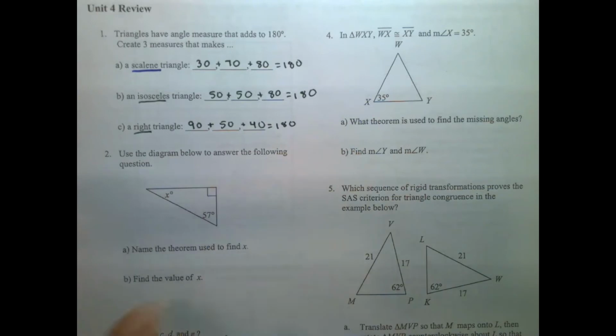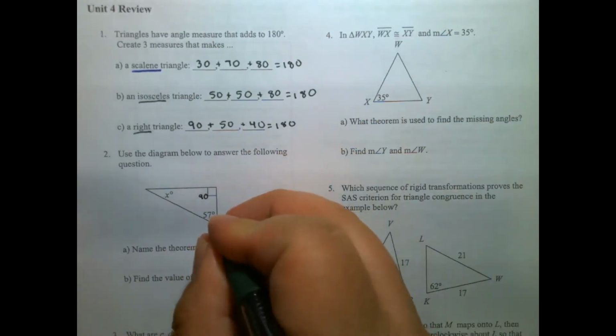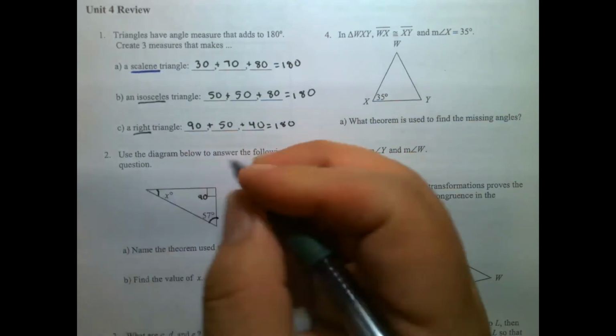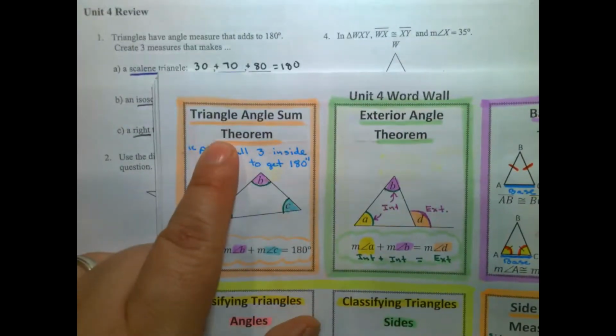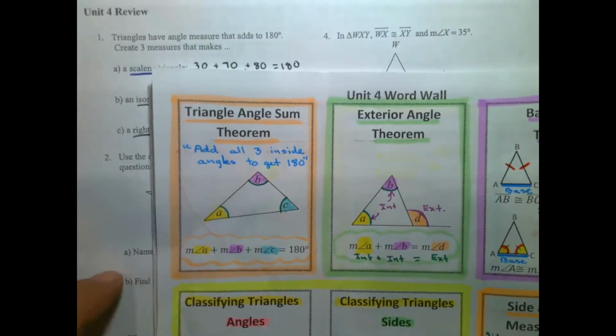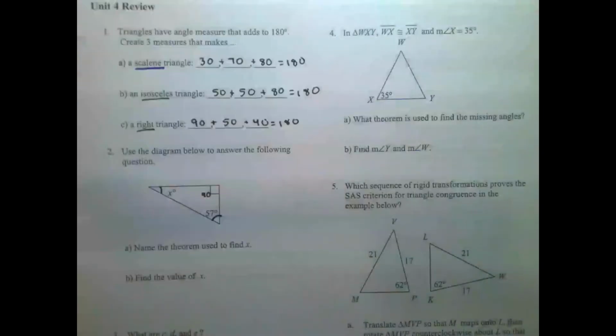Now, looking at number 2 here, we still have the space for it without moving this paper. Use the diagram below to answer the following questions. Name the theorem used to solve for x. Well, notice we have one angle, there it is, measures 90. We have two angles. They want me to find a third angle. Well, when we add three angles of a triangle together, that's what it's called. So, again, for a lot of these types of questions, the answer's in your word wall. It's the triangle angle sum theorem.